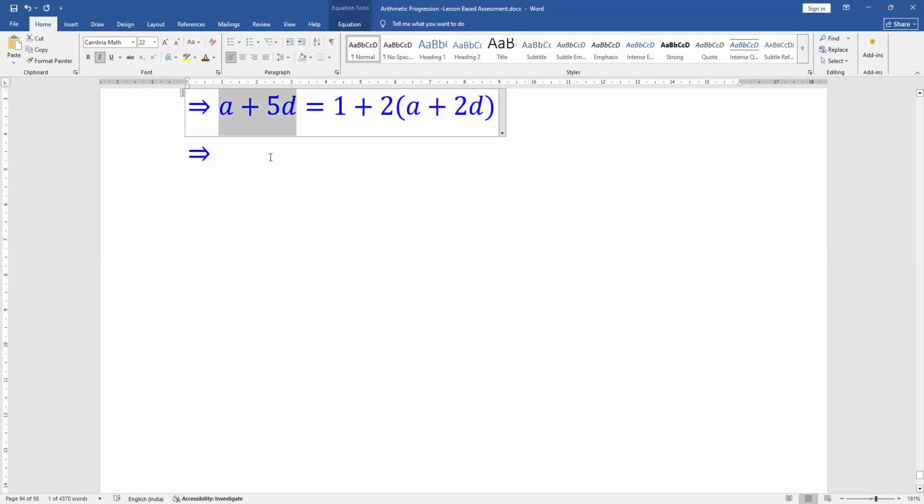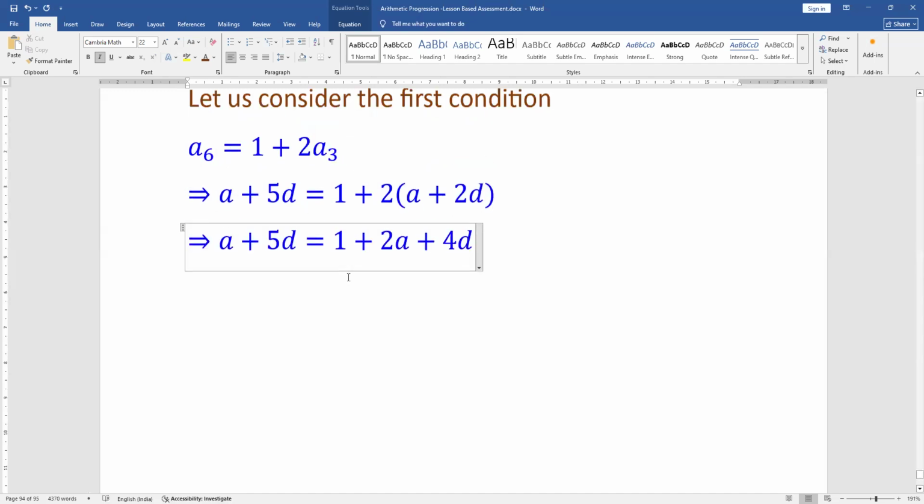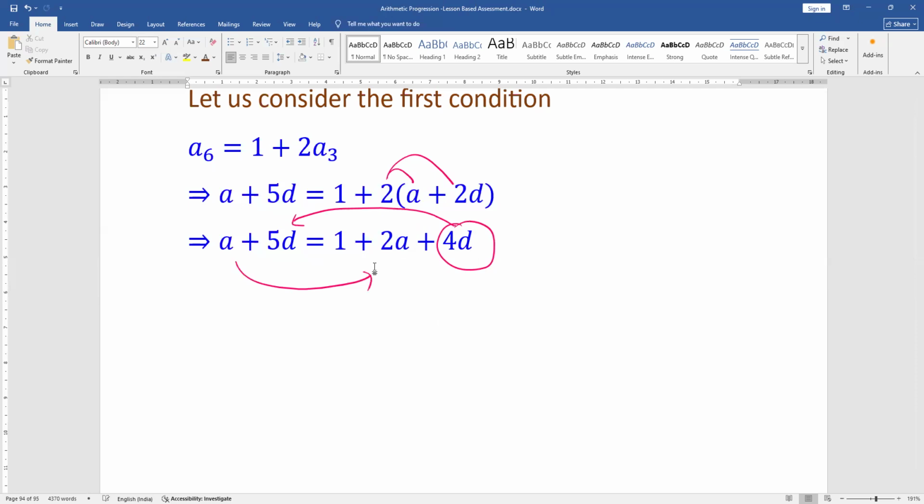In this, the right hand side equals 1 plus 2 into a is 2a, and 2 into 2d is how much? 4. See how the multiplication happens here: 2 into a, 2 into 2d. So 2 into a is 2a, 2 into 2d is 4d. Next step, I will move all the d terms to one side. Okay? So here this 4d, I move it to this side.